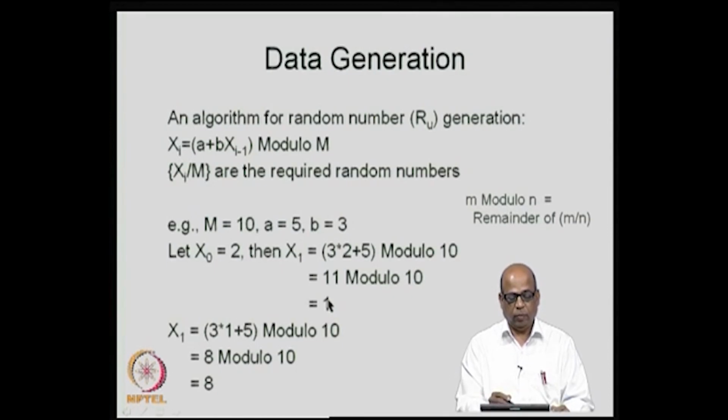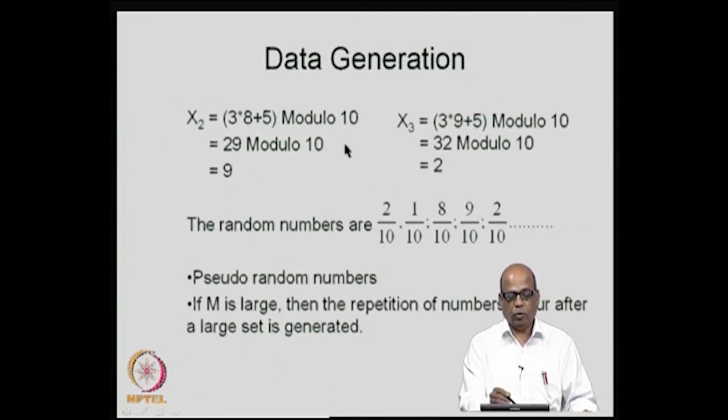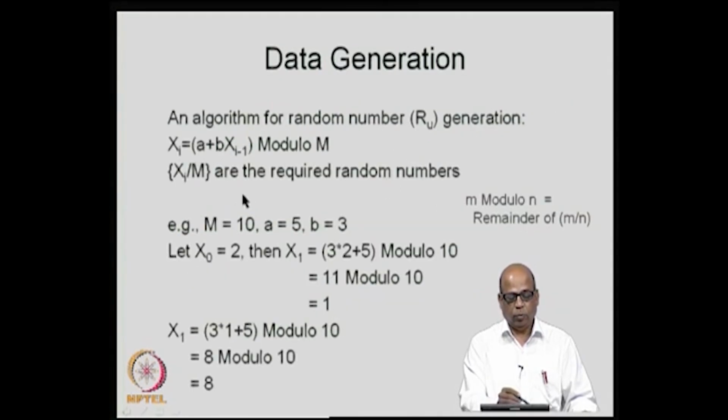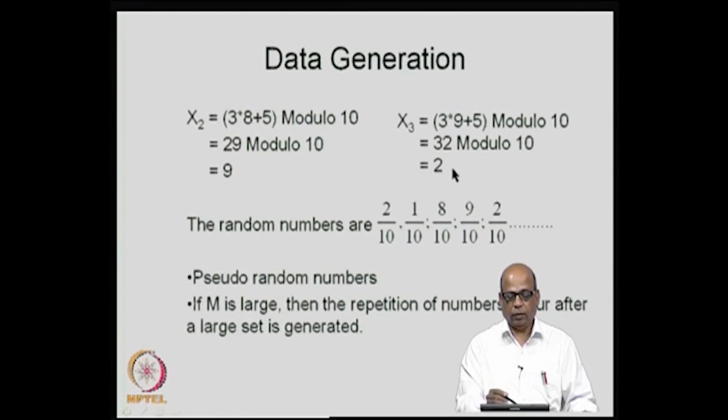So, this will be x 2 is equal to 8, and similarly x 3 is equal to 9 and so on. Like this you get values: you started with 2, then 1, then 8, then 9, 2, etc. So, the random numbers will be 2 by 10, 1 by 10, 8 by 10, 9 by 10, 2 by 10 and so on. Once this number repeats here, this is 2 by 10. So, this repeats here because you are using the same constant values, as mentioned earlier, your sequence repeats.